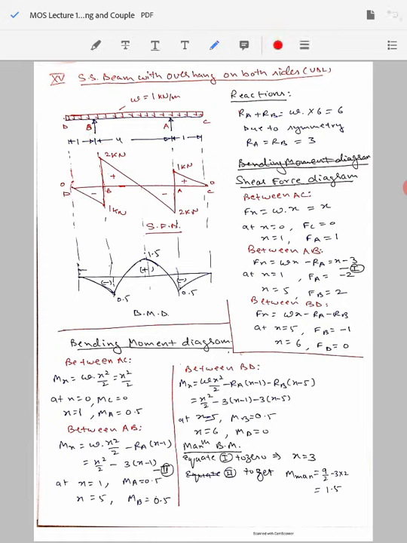Finally, you cut the beam between D and B, draw the free body diagram for this side of the portion of the beam, and then you write the equation for this. So you have W into X minus RA minus RB, which are acting in the opposite direction to the applied load. So for X equal to 5 and X equal to 6, it gives you the value of shear force at point B as minus 1 and shear force at point D as 0.